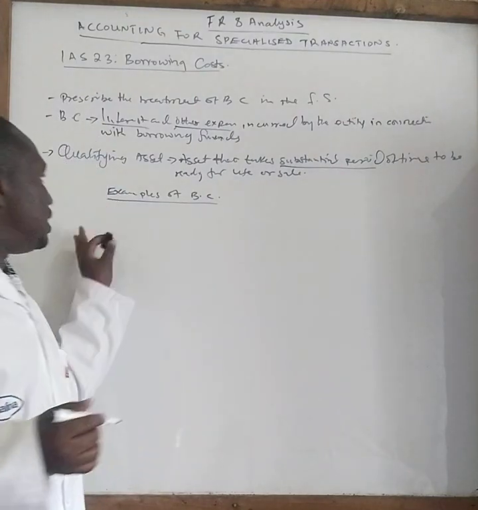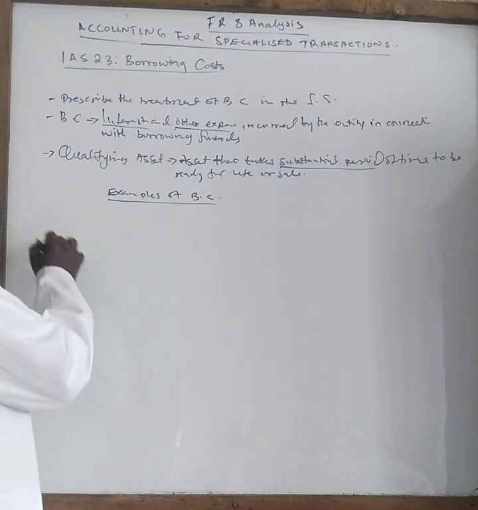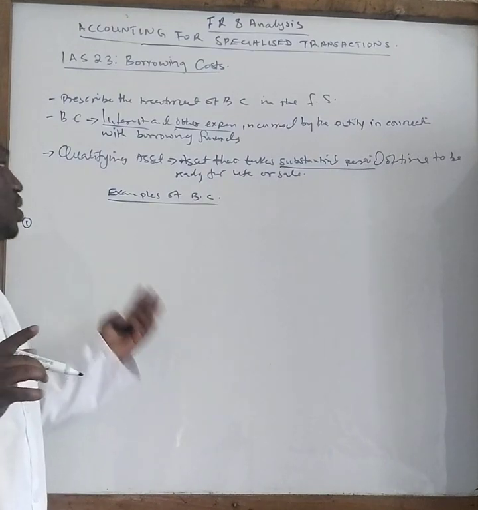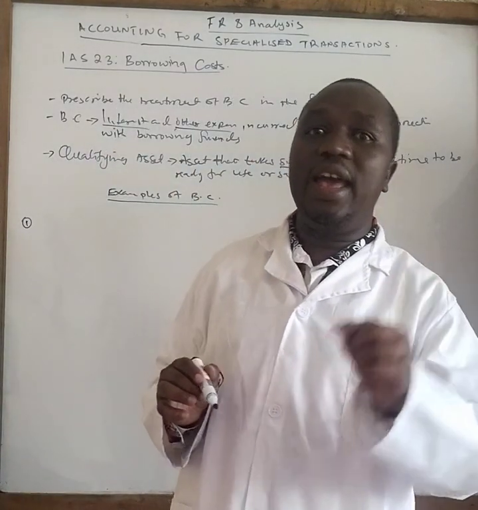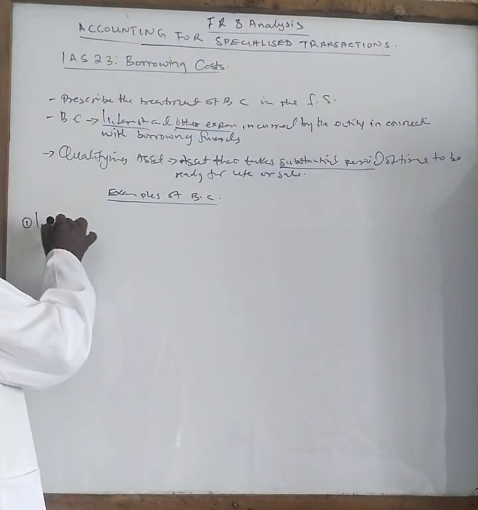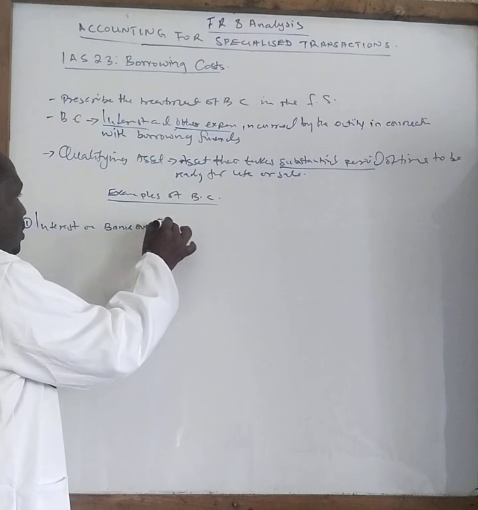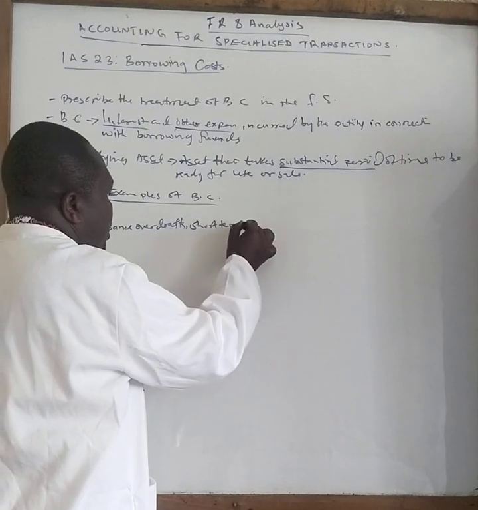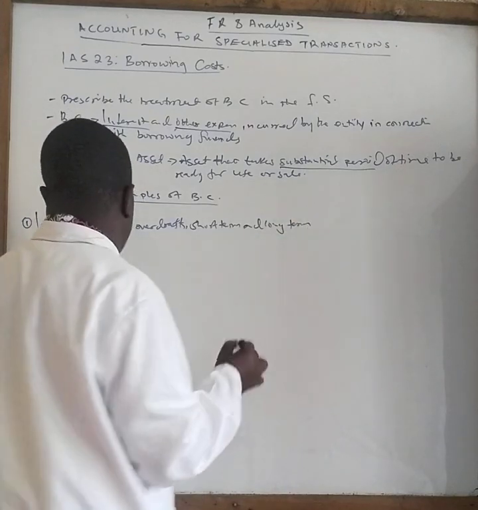Therefore, before we go there, let's list down examples of borrowing costs given under IAS 23. There are 5 of them. The first one, and I want you to pay attention to these costs, because you'll be asked in your exam to highlight and explain borrowing cost as per the IAS 23. One is interest on bank overdrafts, short term and long term borrowings. Yes, borrowings.